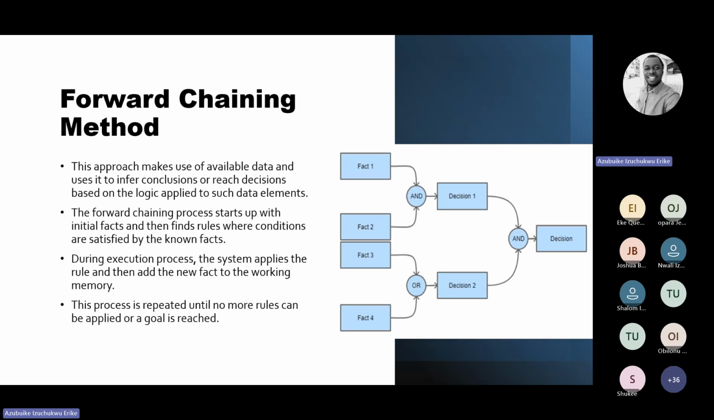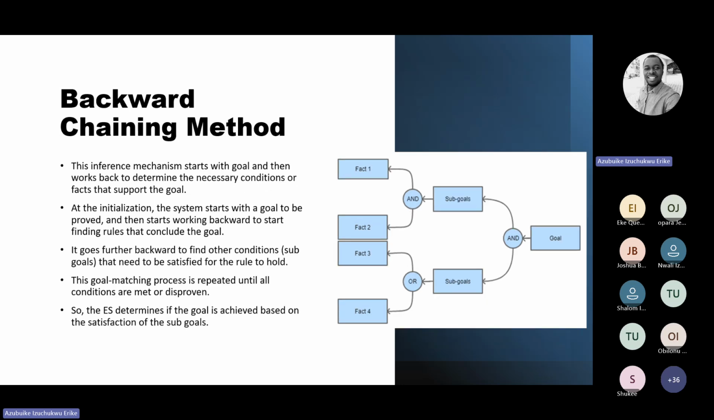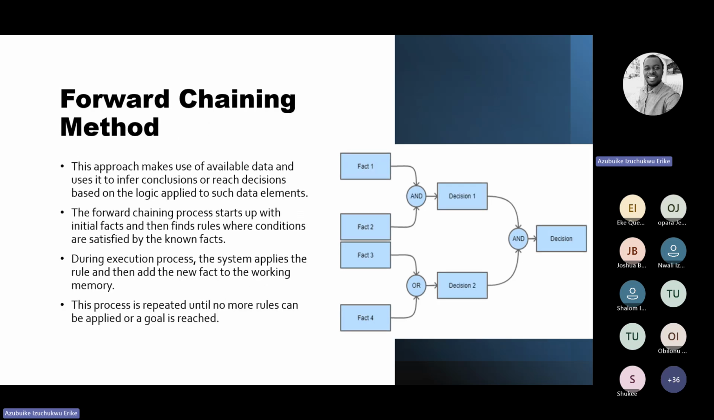When you talk about forward chaining, the arrow proceeds from the left towards the right. But when you talk about backward chaining, you notice that the arrow goes this way. Okay, that is backward chaining. And in forward chaining, you see that the arrow goes forward like this. So that's very important.